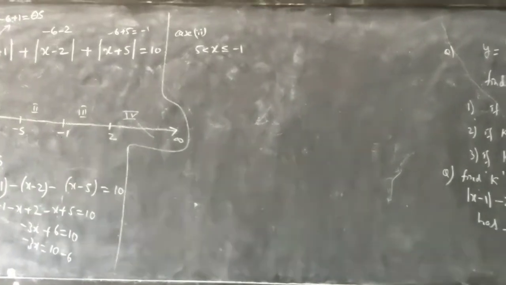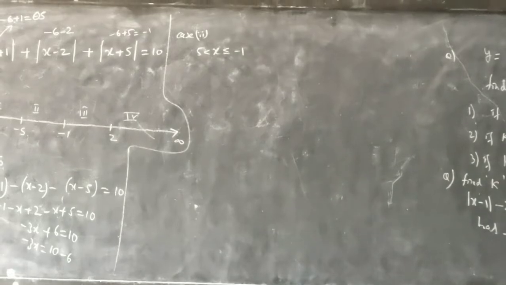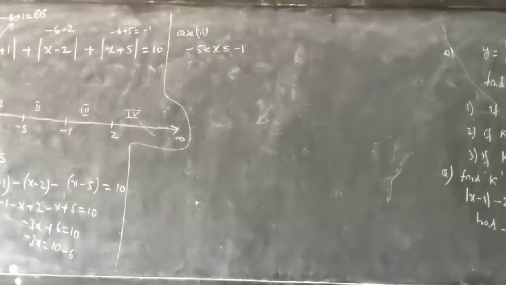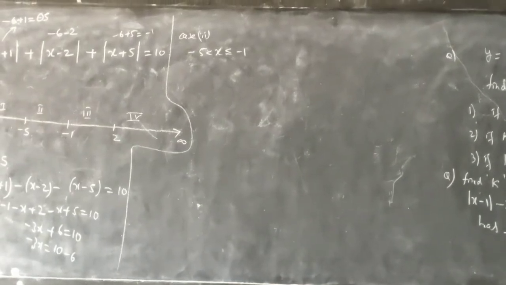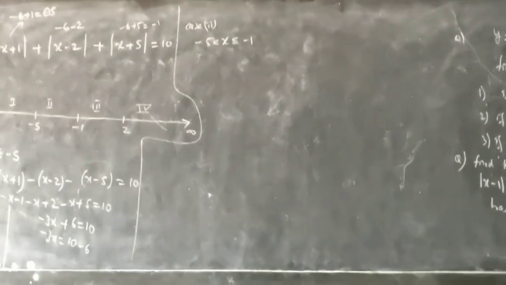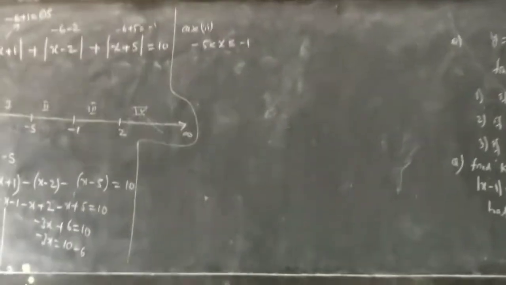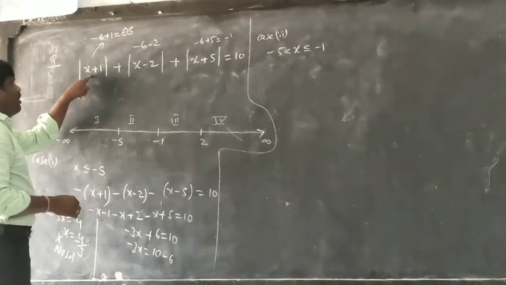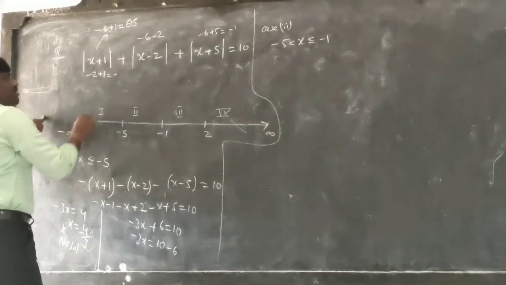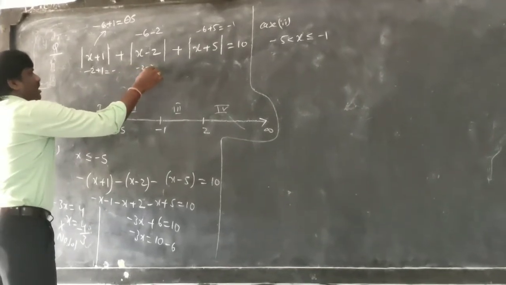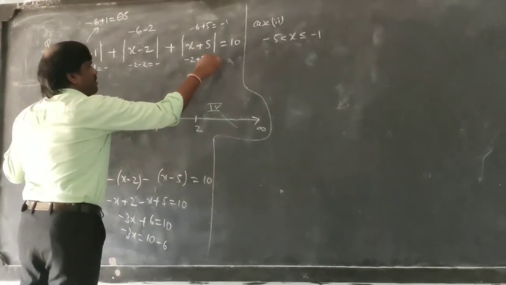So what will be the number? Take any number between -1 and -5. Let us suppose -2 in between there. So substitute -2 here. What am I getting? -2 plus 1, that is minus. -2 minus 2, that is minus. -2 plus 5, that is plus.